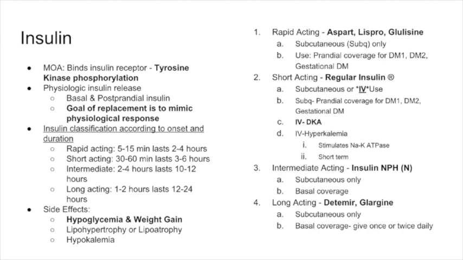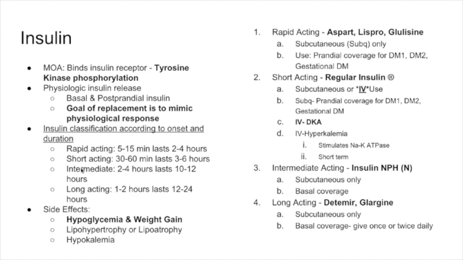The physiology of insulin is that there is basal insulin. That means there's insulin that's continuously secreted from your pancreas. And then there is also postprandial insulin that is secreted in response to the glucose surge that happens postprandially. The goal of insulin replacement is to mimic the physiological response, to give something basal and to give something postprandial. Insulin is classified according to the onset of action and the duration.